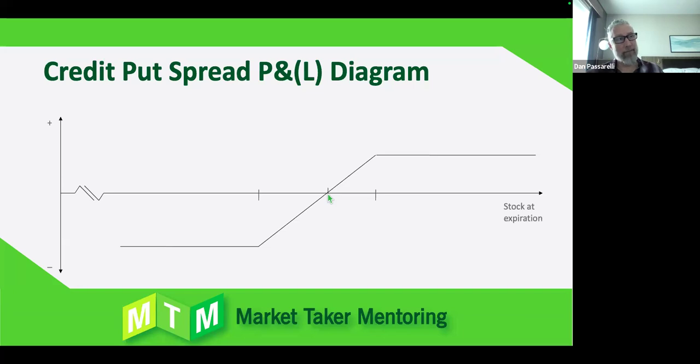If we're below the break even, I lose money. If I get assigned on my 100 strike puts and have to buy the stock at 100, and we're below 98, I can exercise my 98 strike puts and lock in only a $2 loss on the stock. So $2 minus the 65 cents collected is $1.35.